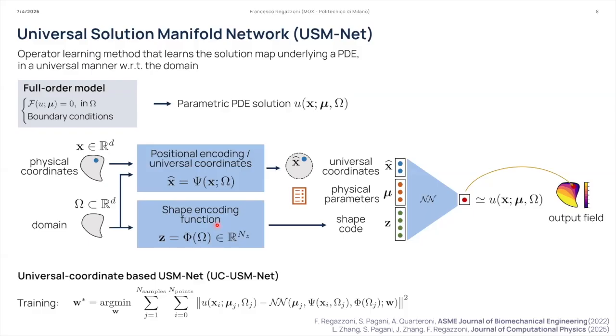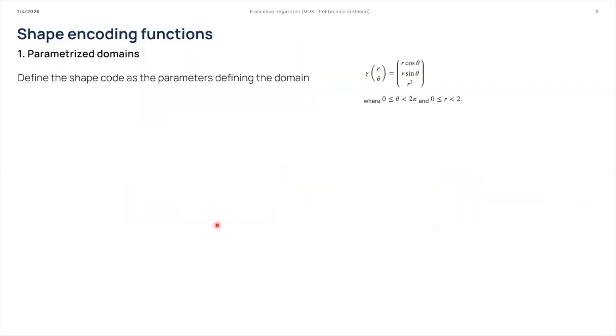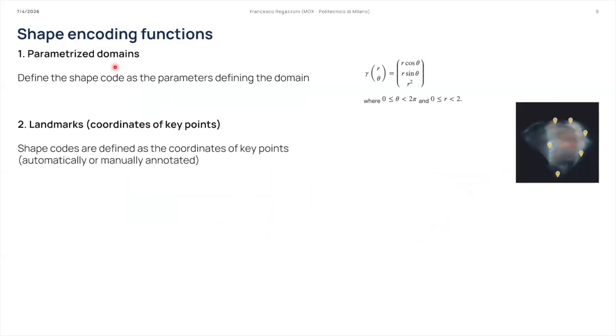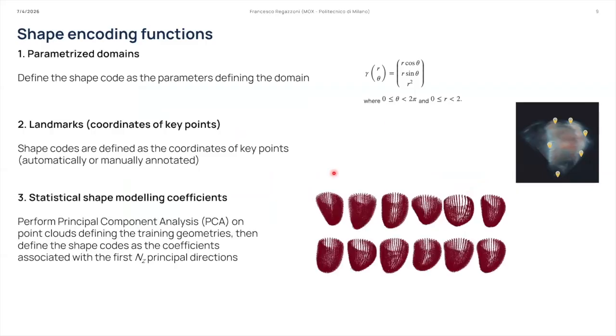So now I address the question, how can we define a shape encoding function? How can we associate a finite dimensional code to an infinite dimensional object that is a domain? So it depends on the use case. For instance, very often we have parameterized domains, for instance in industrial design. And so in this case, we will just use the parameters. In some other cases, we have some landmarks, so coordinates of key points. This is very often the case in biomedicine. Or we can exploit statistical shape models. So the idea is that we find a point-to-point correspondence between different domains. Then we perform a PCA analysis over the coordinates, and then we truncate it and take the first n principal directions.